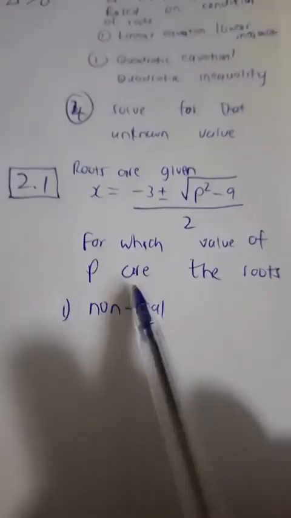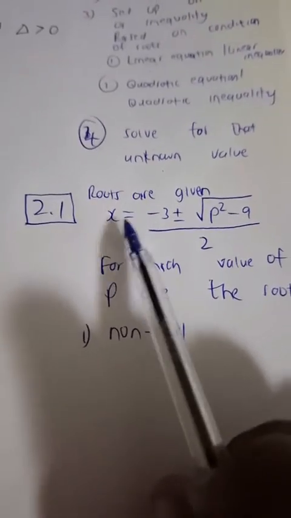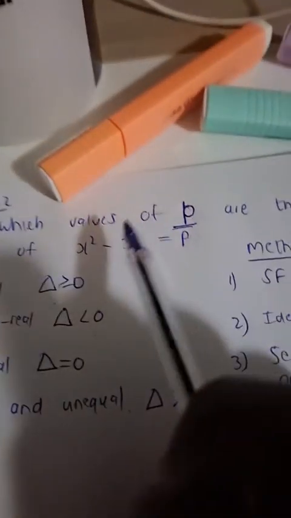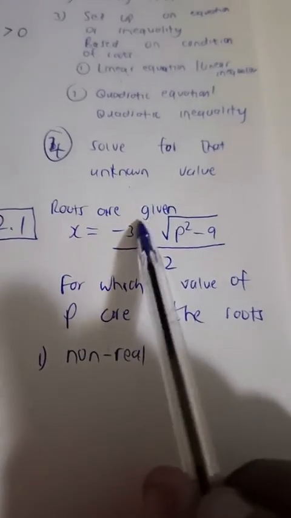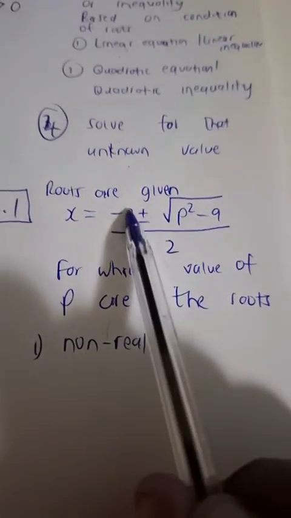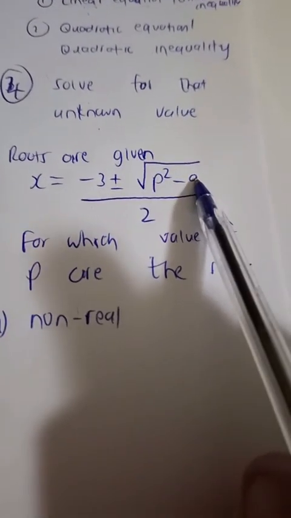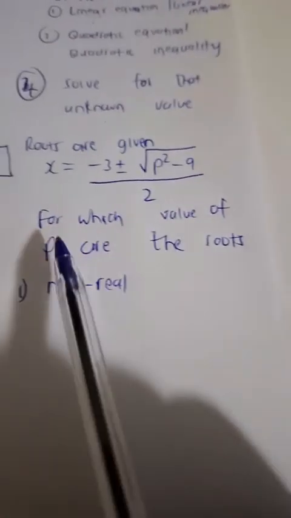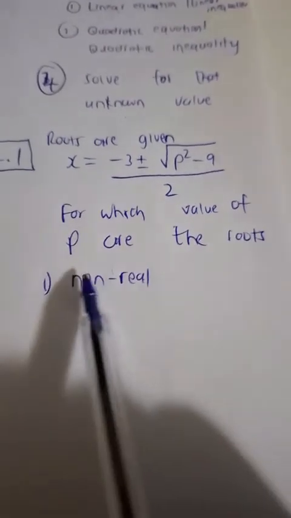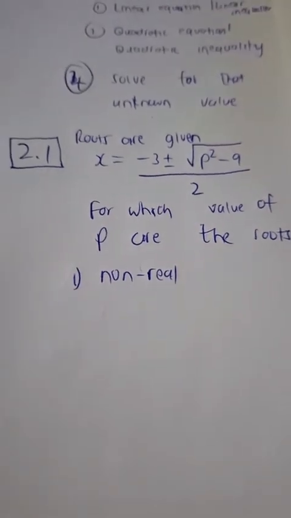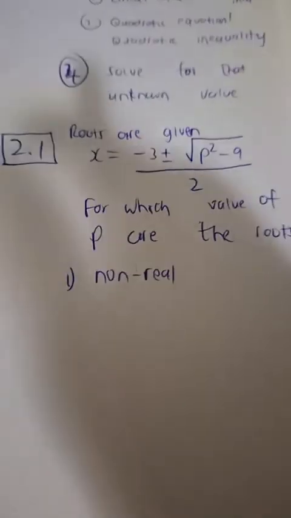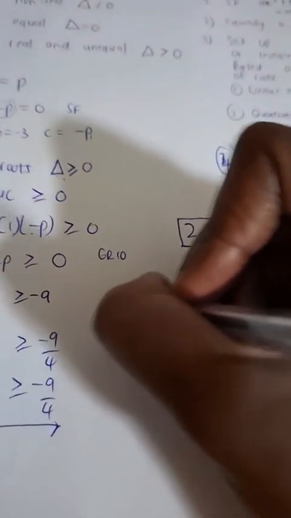Okay, look at this. So this time round for type 2.1, they didn't give you an equation. They have given you actual roots. X is equal to minus 3 plus minus the square root of p squared minus 9 over 2. And then the question that they're asking is, for which values of p are the roots non-real? So for type 2.1, the method is like this. I'm just going to quickly write it.